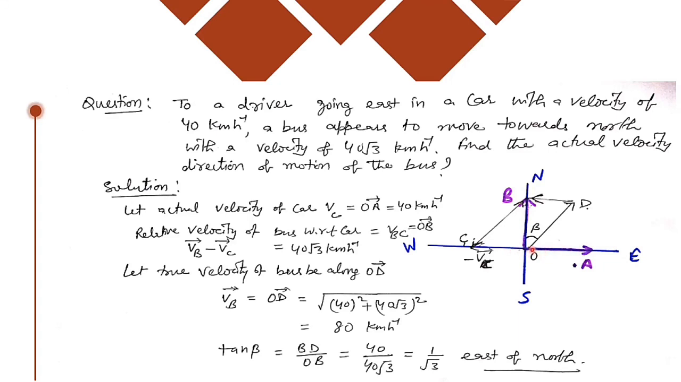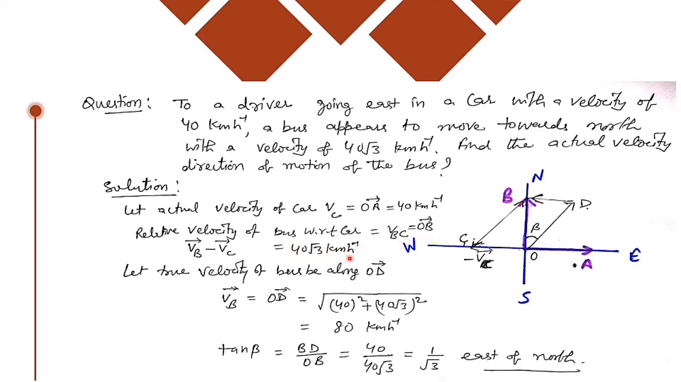So this is the actual velocity and this is what it appears. Appears means this is the relative velocity. The bus is not moving towards north, but it appears to move. Here this point is to be noted. They are giving you the relative velocity: this towards north is the relative velocity and this is the actual velocity. So you should be able to write down that the actual velocity of the car is 40 km per hour and the relative velocity of the bus with respect to the car is 40√3 km per hour.